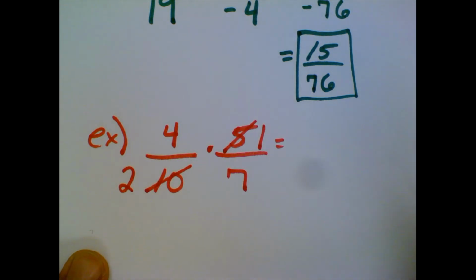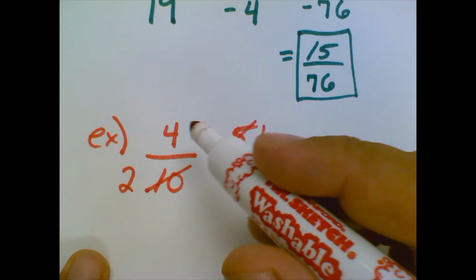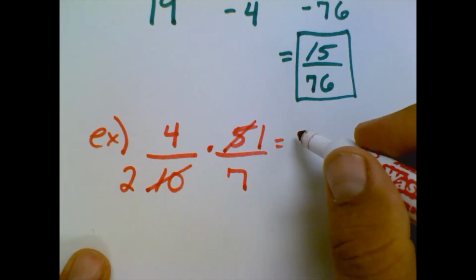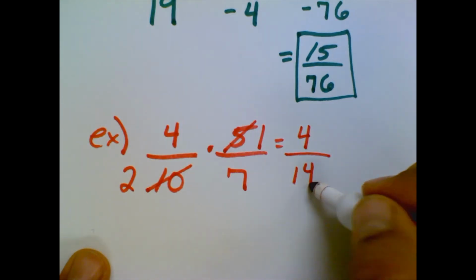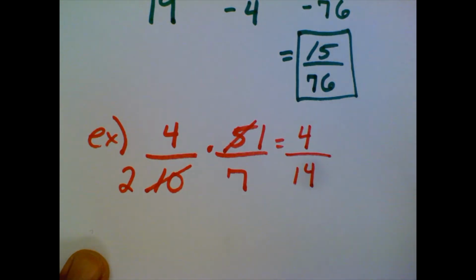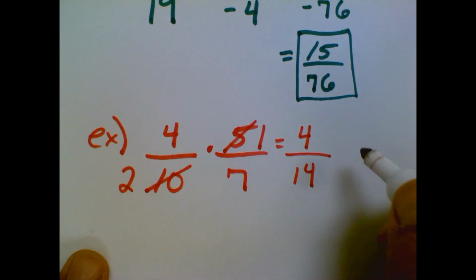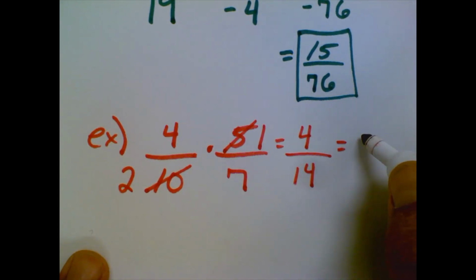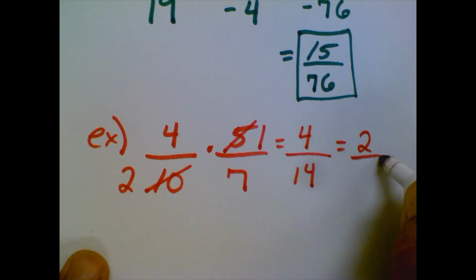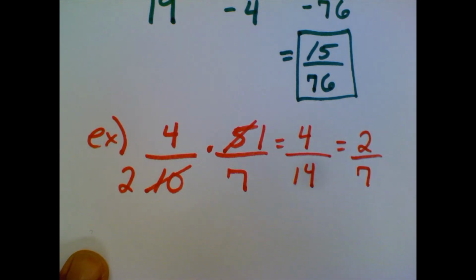Okay, so essentially we're just dividing by 5 over 5. So I have 4 times 1, which is 4. 2 times 7 is 14. Okay. If you noticed, we can reduce this fraction. I think you all agree that 2 goes into both 4 and 14. So that would be equivalent to 2 sevenths. But I want to point something out.